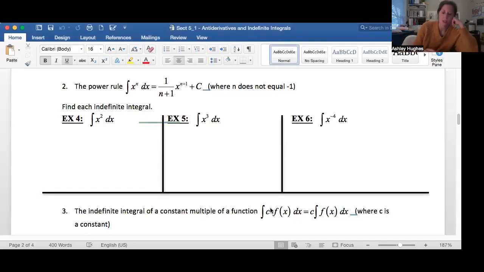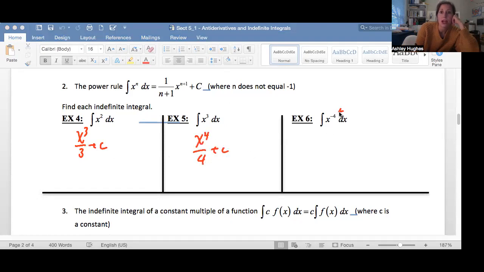So what's the antiderivative of x squared? It would be x cubed over 3, or 1/3 x cubed. x cubed would be x to the 4th over 4, and for x to the negative 4, you're adding 1, so you actually get -3. And so again, all we're doing is increasing that power by 1 and dividing by the new power.